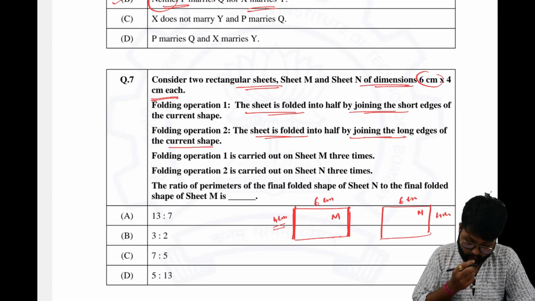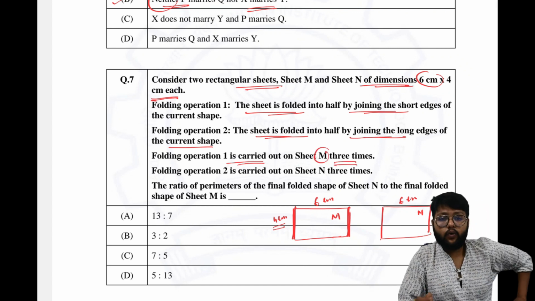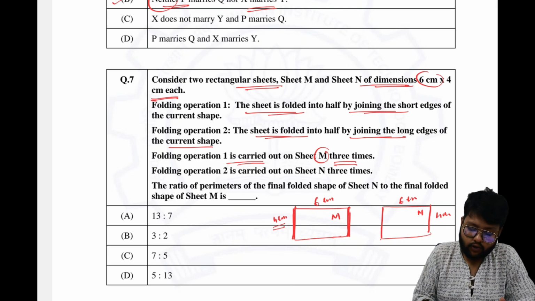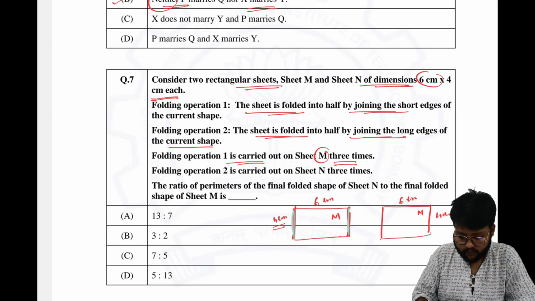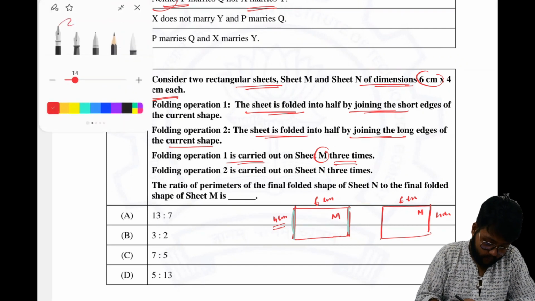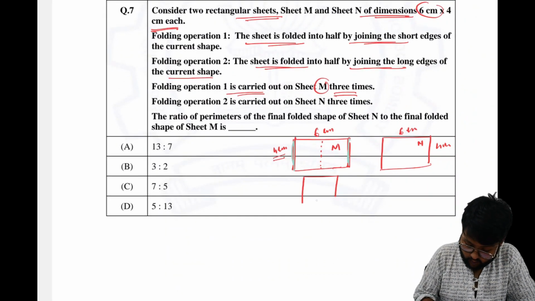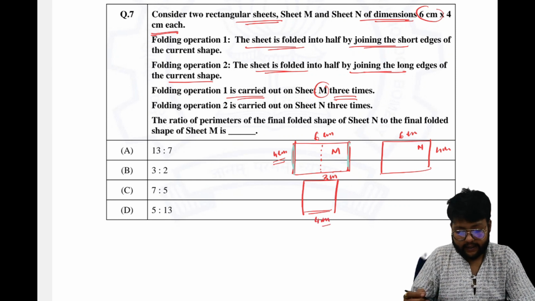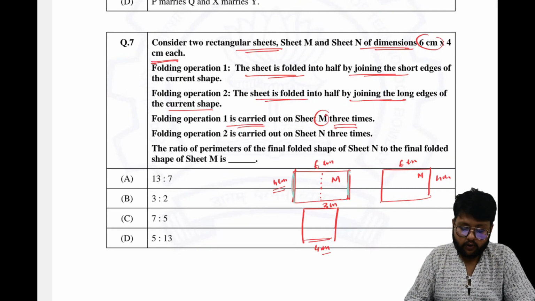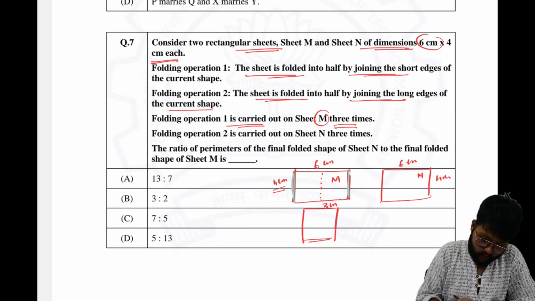This is N. So folding operation 1 is carried out on M 3 times. Operation 1, what it says is that the sheet is folded in half by joining the short edges. This is the short edges, this is the short edges. If you fold this one, it will look like this. So it is 3 centimeter now, and it will be 4 centimeter. In the second operation, you have to do the same operation again. Sorry, this is the 4 centimeter.